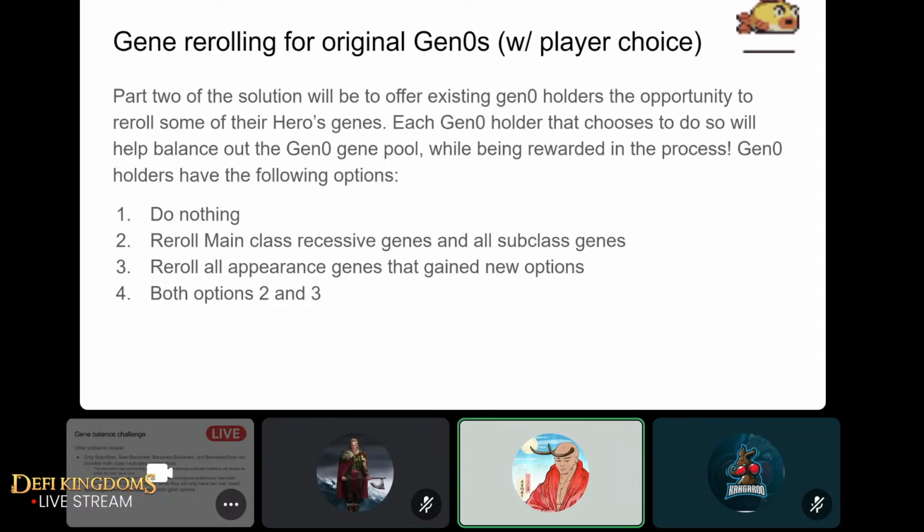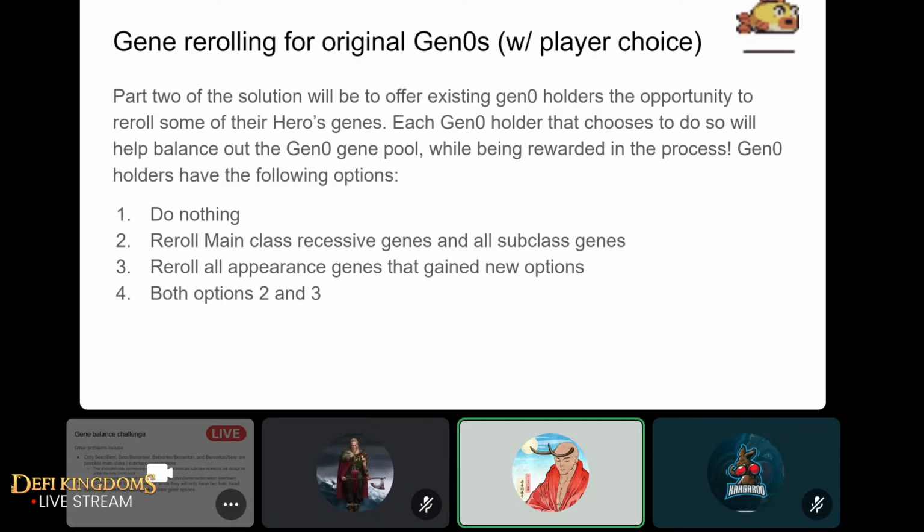You'll only have one. This is a one-time transaction per hero. Whatever choice you make, you can't go back and undo it. You can't make another choice. You can't choose to reroll your appearance and then later want to reroll your game genes. You have to make the choice in one transaction, and the results of that will be what you get, and then that's it.